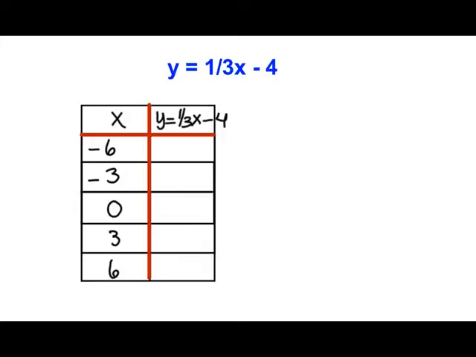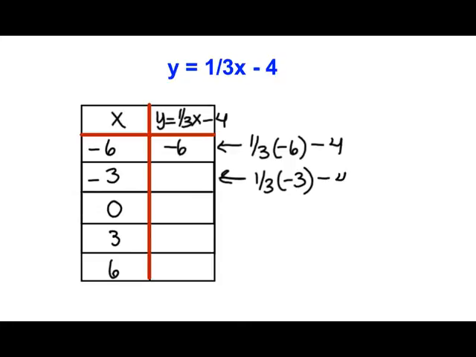So 1/3 is like dividing by 3. My first problem is going to be 1/3 times negative 6. Negative 6 divided by 3 is negative 2. Minus 4 more is negative 6. Let's try another one. 1/3 times negative 3 is negative 1. Minus 4 is negative 5. 0: 1/3 times 0 is 0, so it's always a good one to pick. Minus 4 is negative 4.